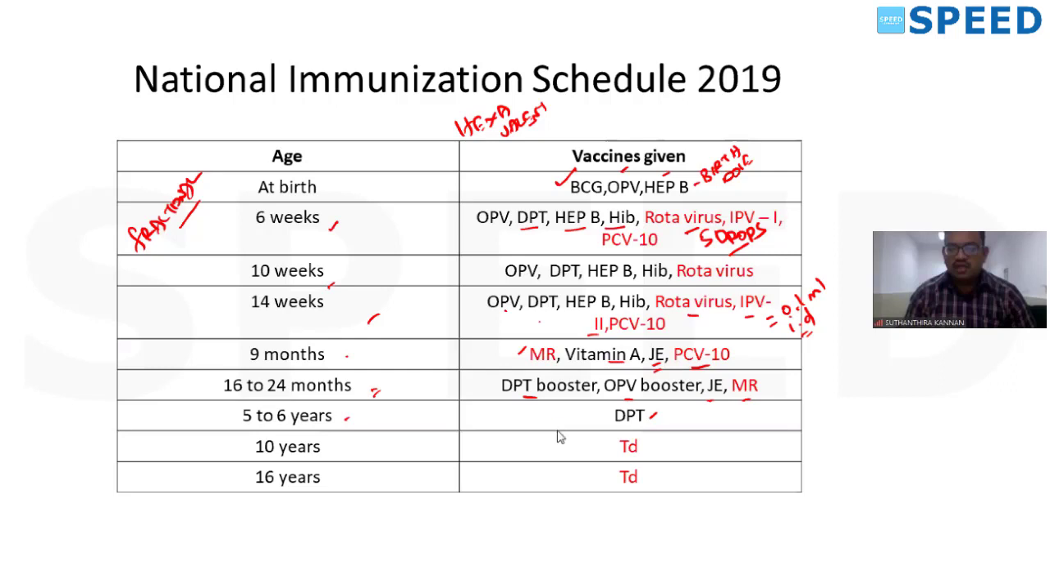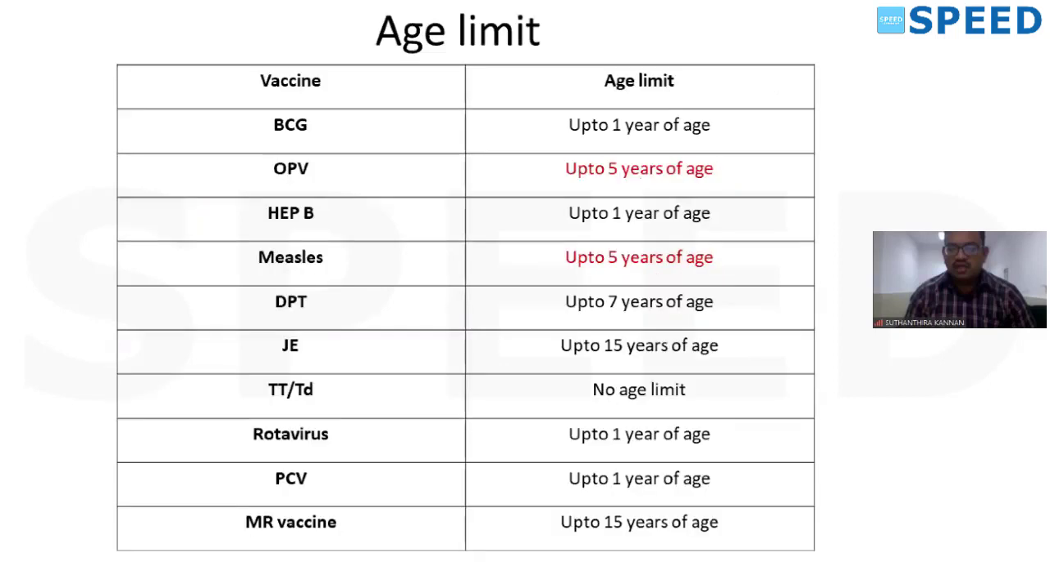Okay, now coming to this part of the question where the vaccines and the age limit, another very important slide. BCG is given up to what year? It is given up to 1 year of age. After 1 year, can we give or not? Yes, we can give, but after 1 year it has no use. The efficacy of BCG will come down.